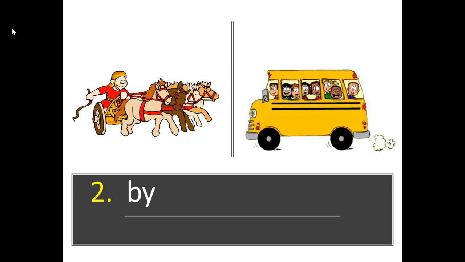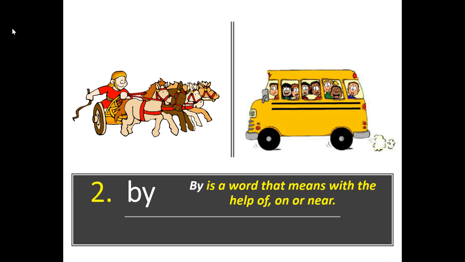And the reason why I chose these pictures is by is a word that means with the help of, on, or near. So you could say, the man is traveling by chariot, or with the help of a chariot, or on a chariot, with the help of four horses. Or the students are traveling by bus, or going to school by bus.